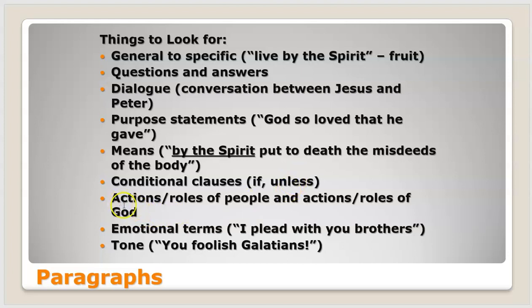Then you need to observe the actions and roles of people and the action and role of God himself. Of course, you know that God is the main character in the New Testament, right? The emotional terms, I plead with you, the tone of it, like in the first chapter of Galatians, oh, foolish Galatians. What tone is that? Notice those things. Those are the things that you note within paragraphs.